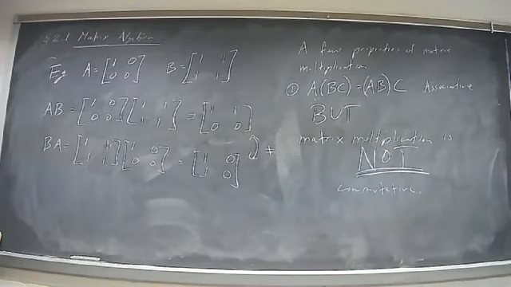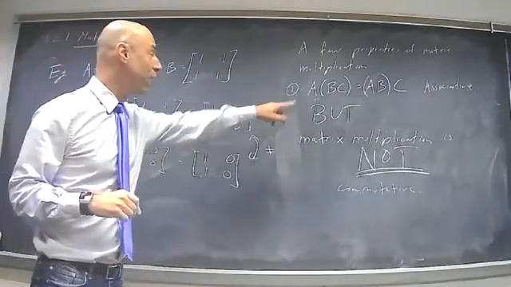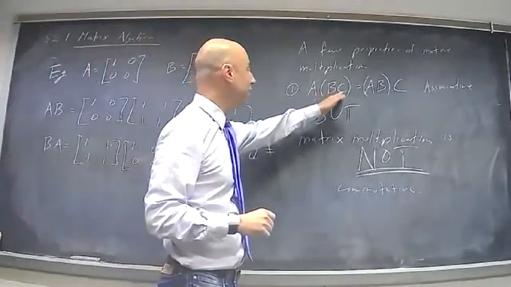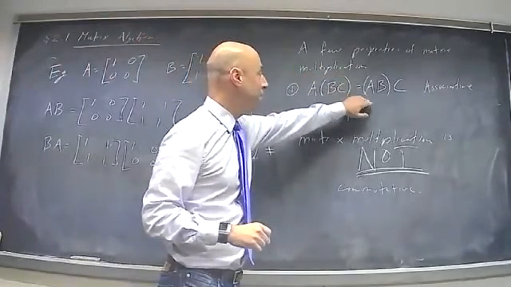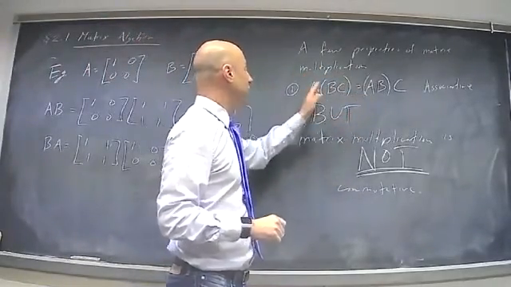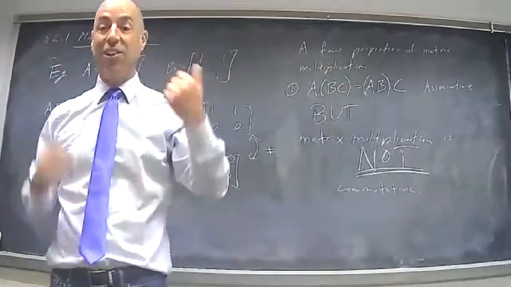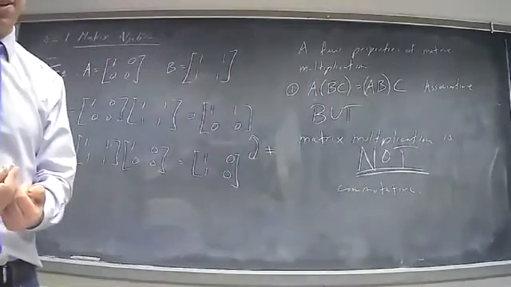So matrix multiplication is associative. You can group as you want. If I have A times B times C, I can do the AB first and then multiply by C, or I can do the BC first and then multiply by A, as long as the order stays the same.